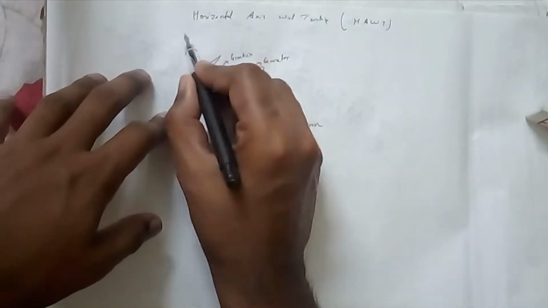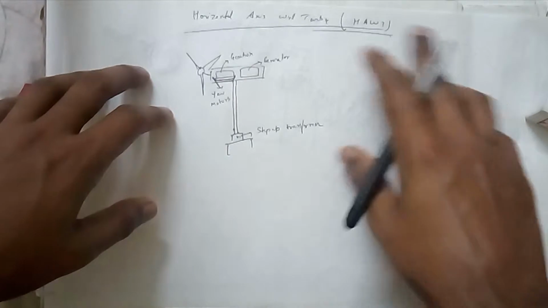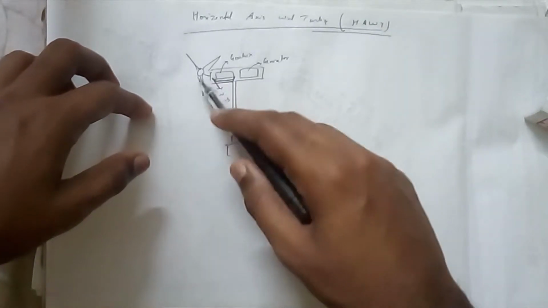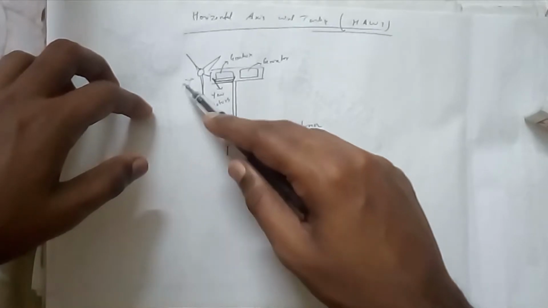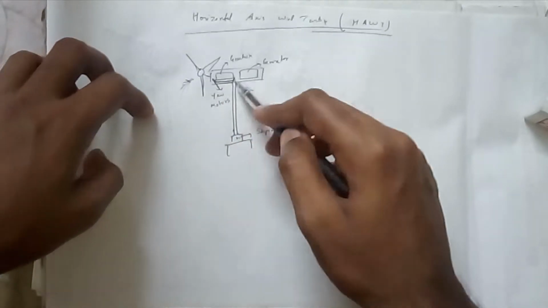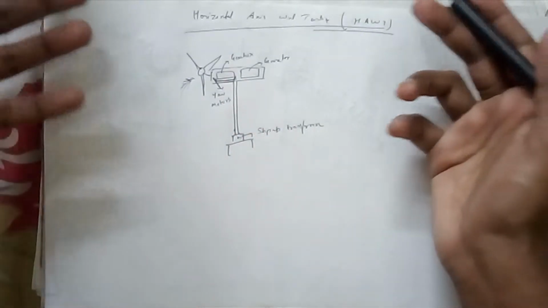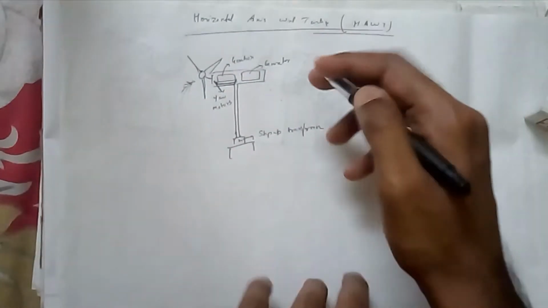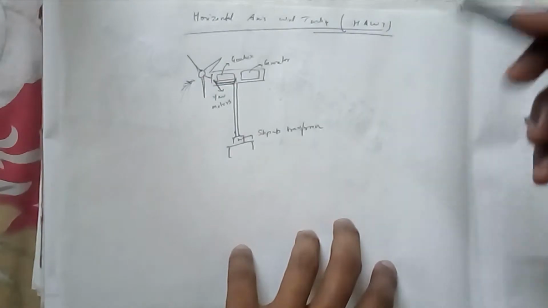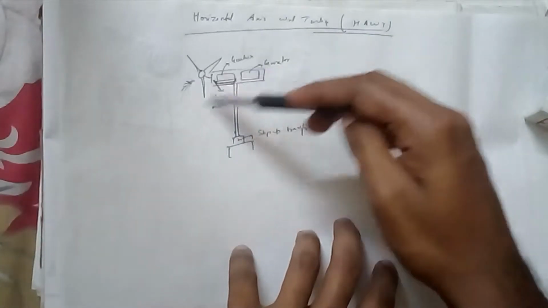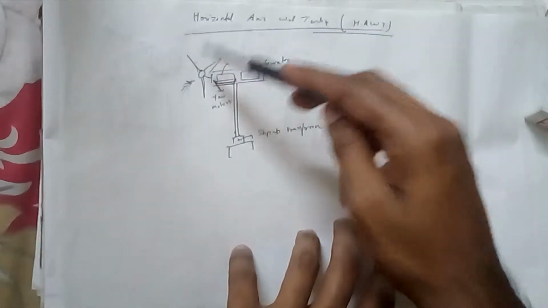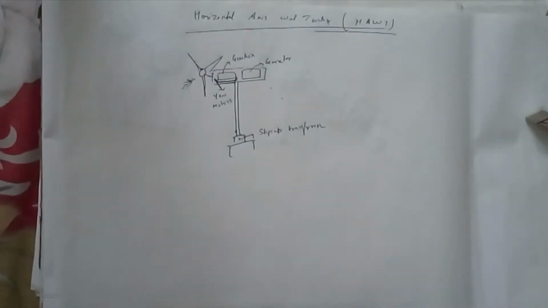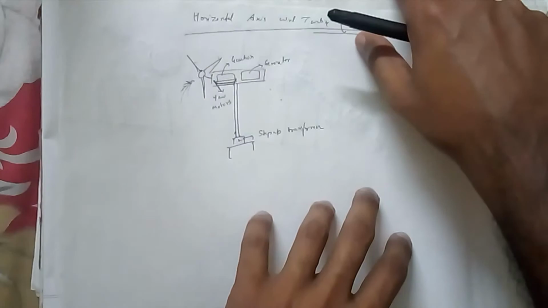So basically, the most important one is the horizontal axis wind turbine. You have seen this everywhere. Maybe not with your own eye, but in movies, in games, in series, everywhere you have seen this one. In the mountains, the windmills rotate, right? This blade rotates. So how does it work? That's what we're interested in.